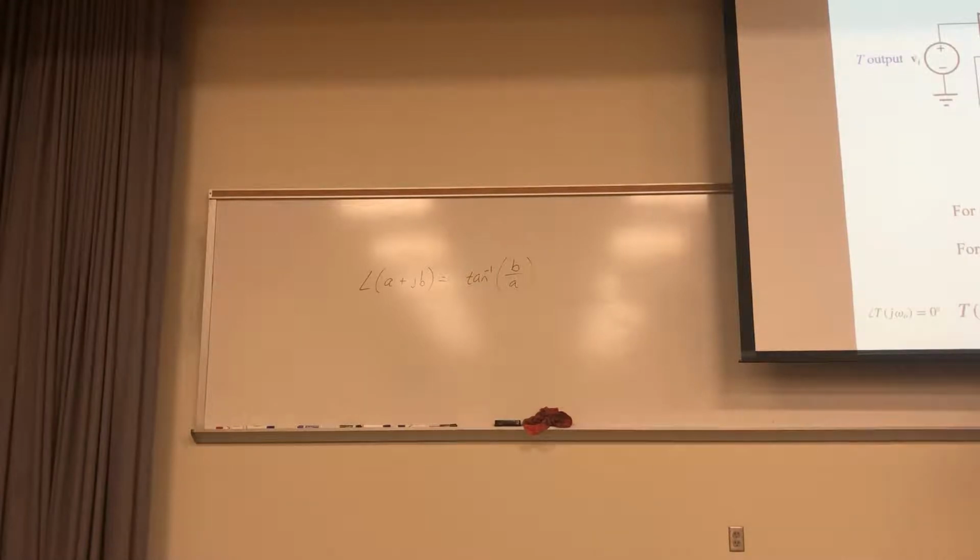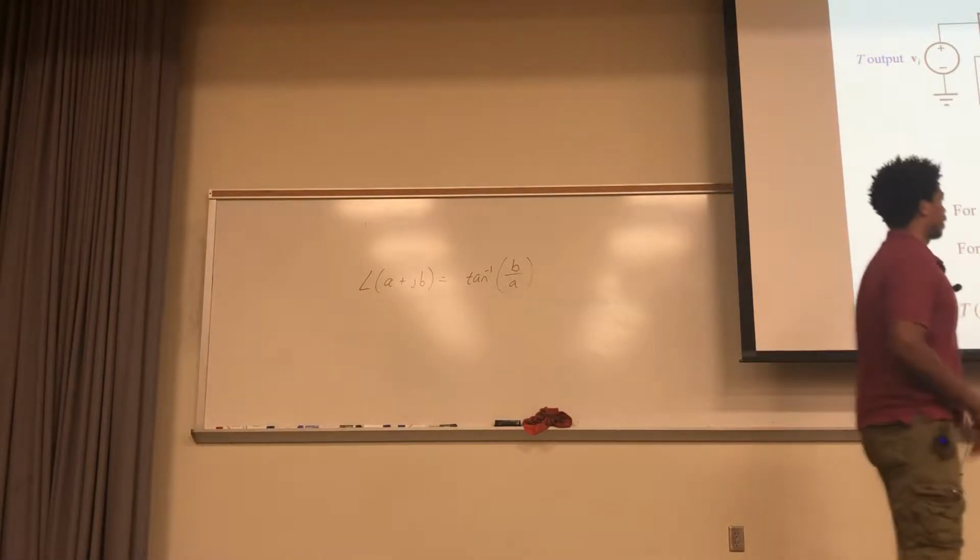And then once you have this, then you can figure out what omega, what frequency, you're going to get in terms of R and C. And this is how you can choose the frequency of your sinusoid.